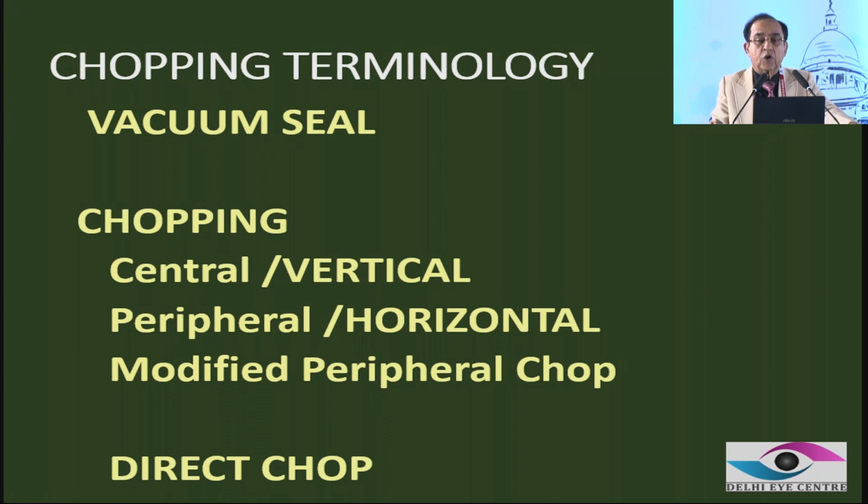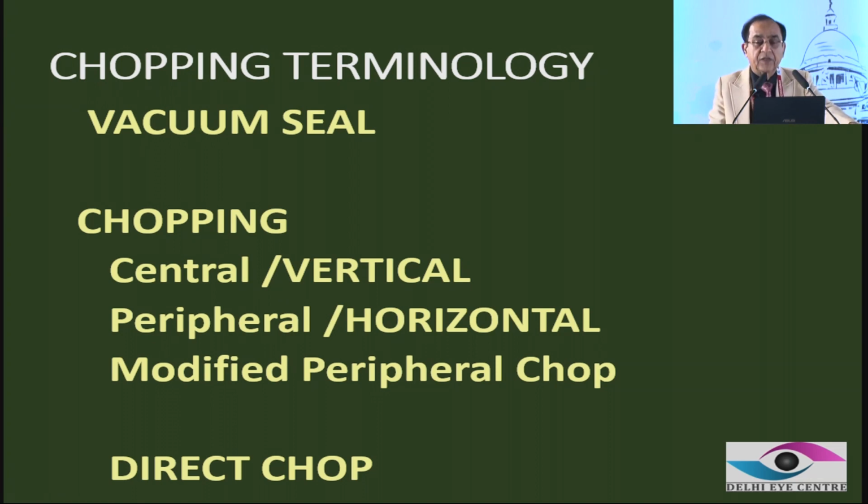Peripheral or horizontal chop is when you negotiate your chopper underneath the rhexis margin, go to the periphery of the nucleus and then start the chopping. Peripheral chop is much stronger as compared to the central chop, but at the same time a little more maneuvering is required.